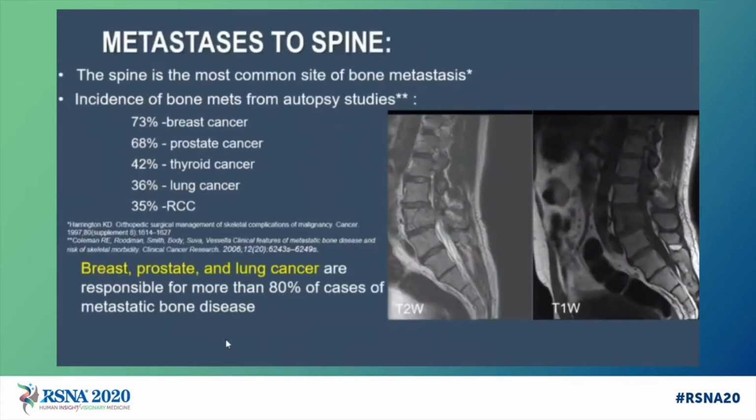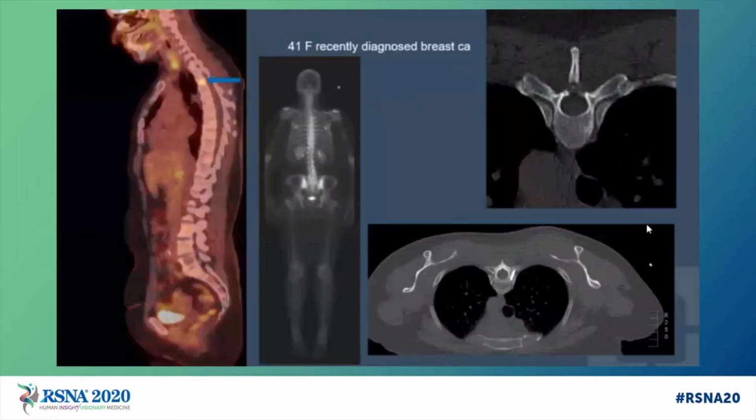Switching gears to malignant lesions, metastases: the spine is the most common site of bone metastases. Incidence, you can see, varies depending on the cancer, but when we look at breast, prostate, and lung cancer, there are more or less 80% of the metastatic bone lesions. Here's an example of this marrow-infiltrating lesion of L3 with extension into epidural space.